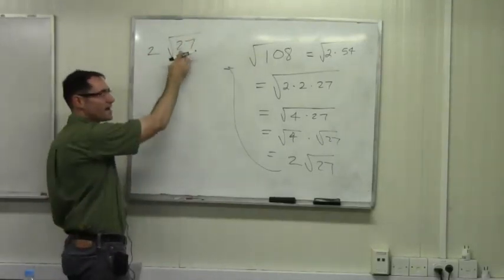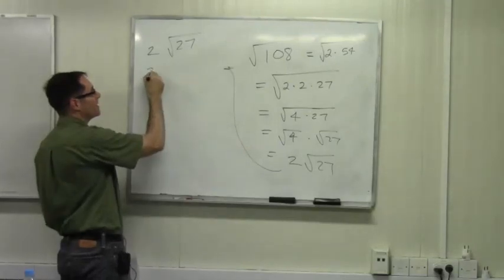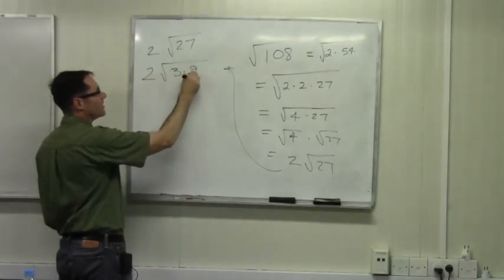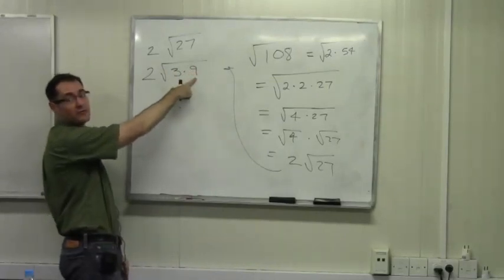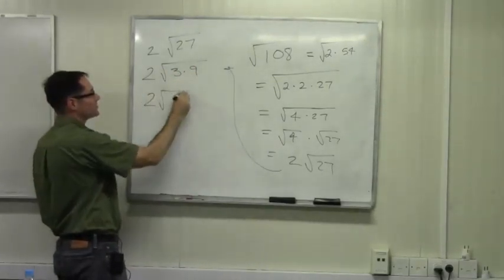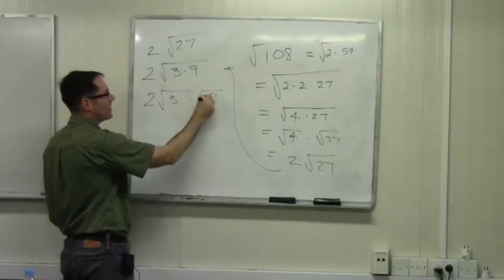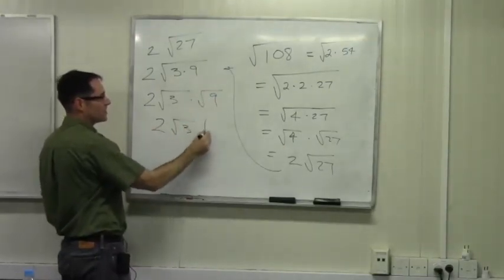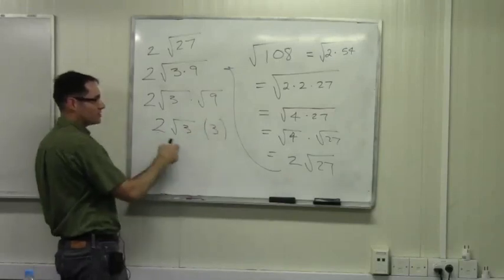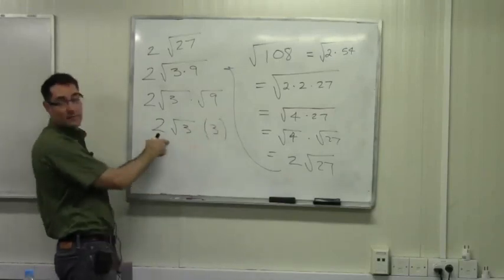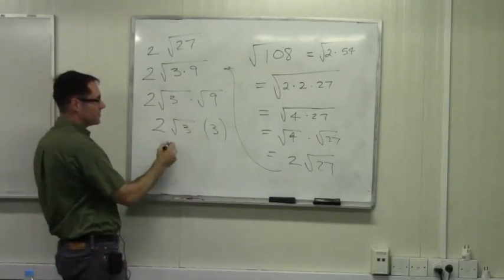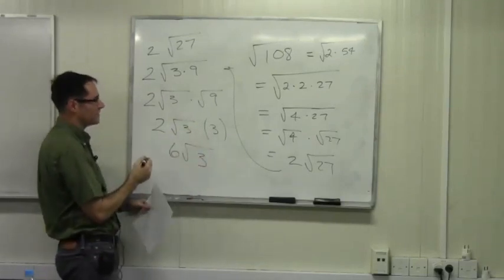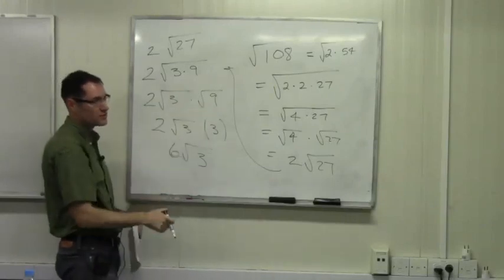Okay, what goes into 27? 3 and 9. So now you've got 2 times the square root of 3 times 9. Aha, there's a perfect square. 2 times the square root of 3 times the square root of 9. That becomes 3. 2 times the square root of 3 times 3. Well, what can you do to these two? You can multiply them together, right? So 2 times 3 is 6 square root of 3. Is that what we had before? It is, same thing.